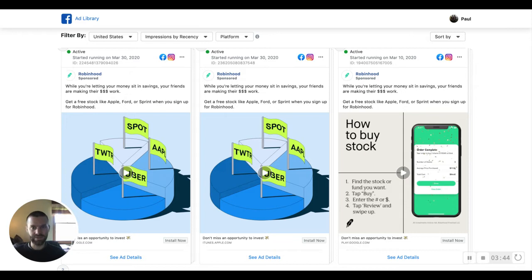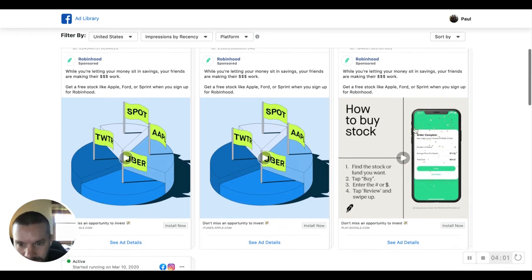The first thing, they're enticing you, thinking about, oh, I have money in savings, I'm not really doing anything with it. And then their call to action is you can get a free stock when you sign up today. And so they have that kind of urgency of get a free stock when you sign up. And so we can play a video here too. This one's how to buy stock.